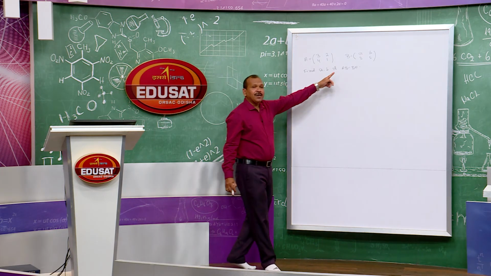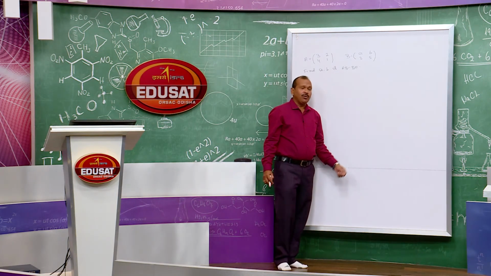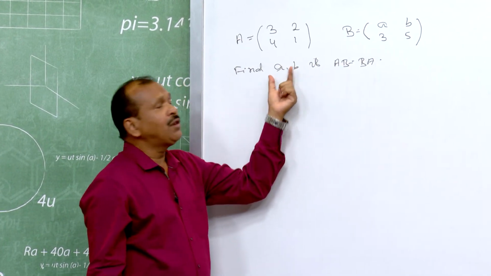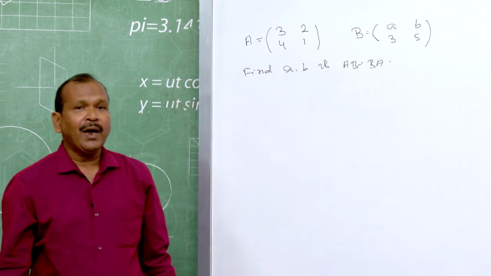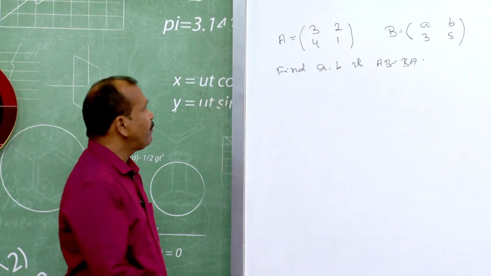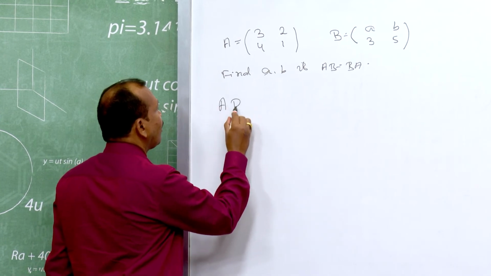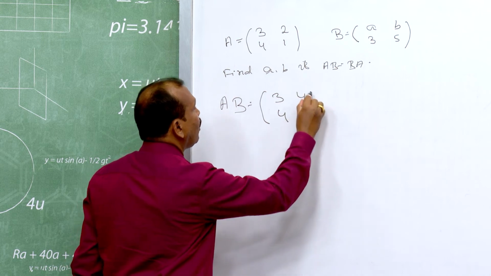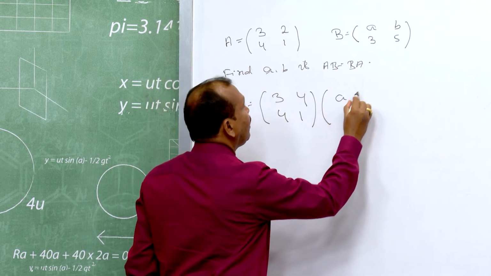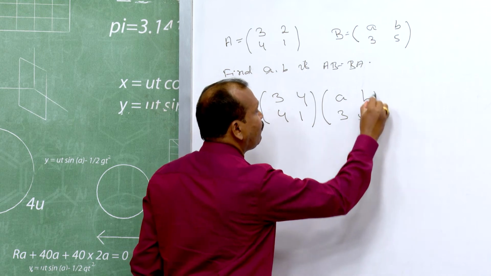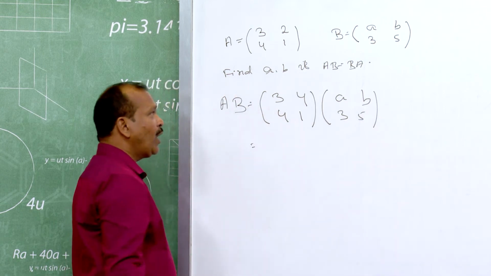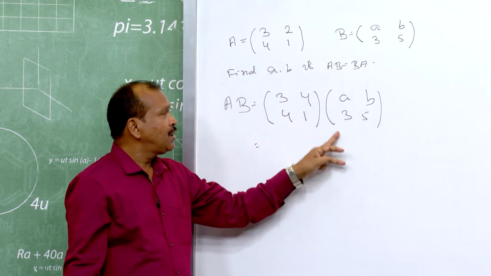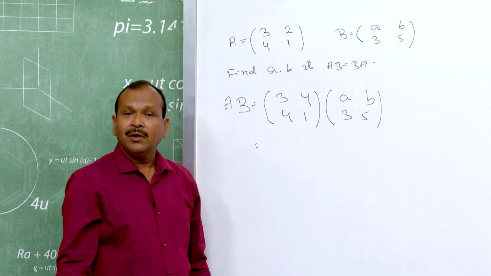Both A and B are matrices having order 2 cross 2. Hence, the AB product is possible and the BA product is possible. We know the equality of two matrices, and accordingly we have to find the values of a and b. First, we have to find AB, the product of two matrices. A matrix is 3 2, 4 1, and B is a b, 3 5. The product is done by multiplying the first row of the first matrix with the first and second columns of the second matrix.